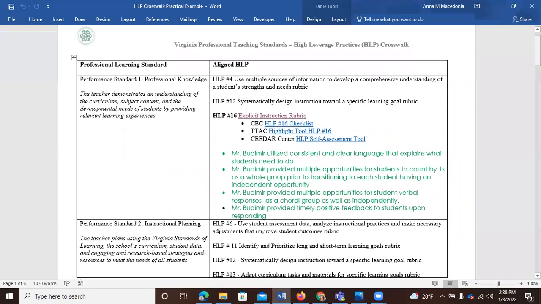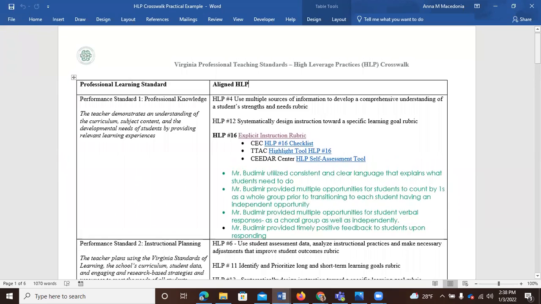As you can see, this is the actual Virginia Professional Teaching Standards and High Leverage Practices Crosswalk in Microsoft Word. On the left-hand column, you'll see all 8 of the professional learning standards, from standard 1 all the way to 8, as well as, on the right-hand column, the aligned high leverage practices, or HLPs, that align to each professional standard. For this specific observation, I focused my attention on standards 1, 3, and 5. Obviously, depending on the type of observation, the focus of the observation may differ.